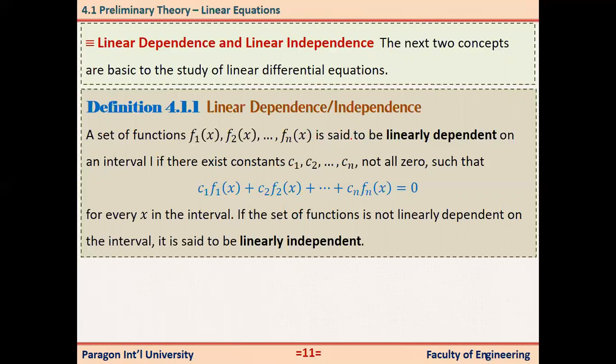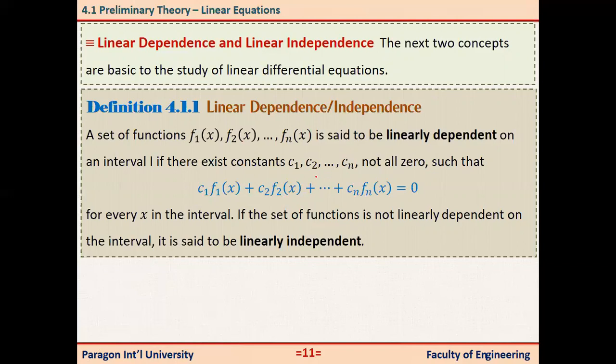A set of functions, f1, f2, and fn. Assume that we are given a bunch of functions. It is said to be linearly dependent on an interval I if there exist constants C1, C2, and C sub n, not all zero. Not all zero means at least one of them is not equal to 0, such that the linear combination of these functions is equal to 0.